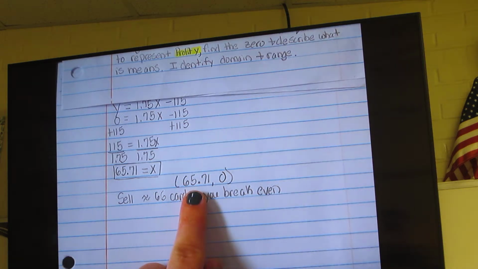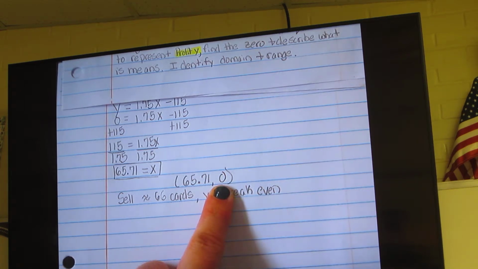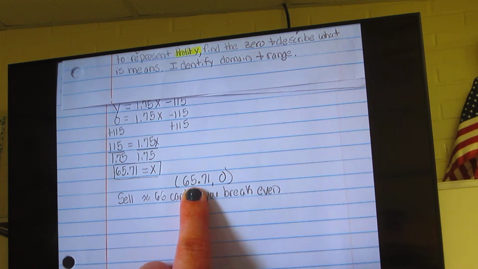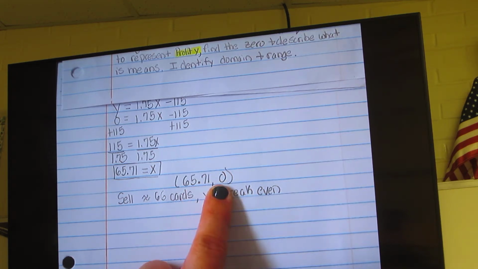So it just tells you at this amount, 65.71 cards sold, you will have made 0 money. You will have profited 0 money, because that's what the Y means, profit. And the X is each card. So for 65.71 cards, you profit 0 money.